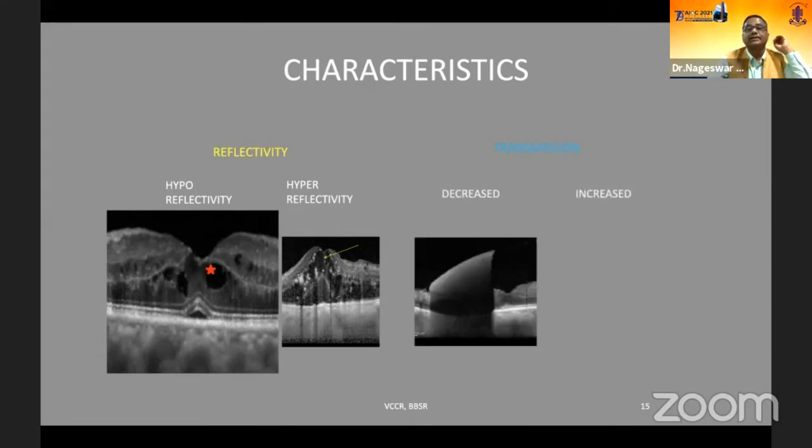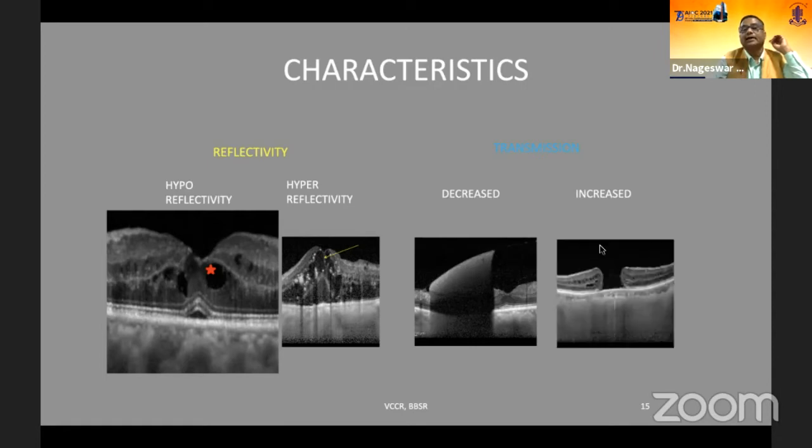Transmission defects, like decreased transmission, is where some barrier is obstructing the transmission of light into the retina. For example, blood may be there, some exudates may be there. They are blocking the pathway of light reaching the retina. This is decreased transmission. And increased transmission, for example, where a macular hole is there, no tissue is there, so the light is directly scanning the choroid underlying, the RPE. So here you will find the hyperreflective, increased transmission.